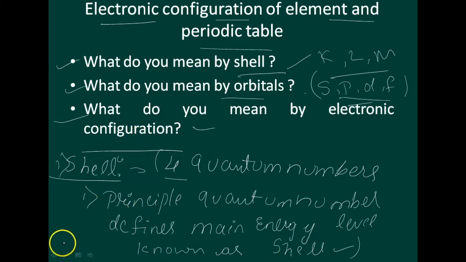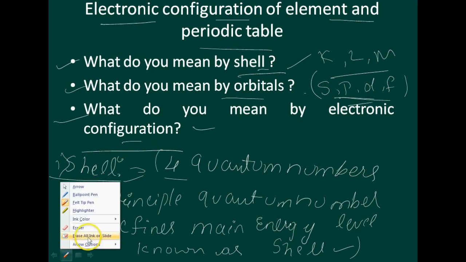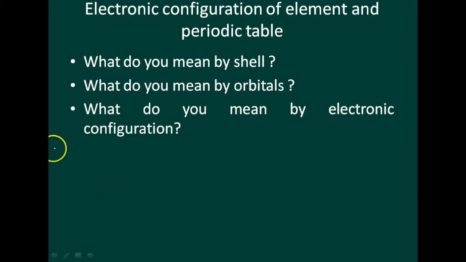Okay, so I will write the definition. Shall I erase it? What do you mean by shell? I have given the definition of shell, and these are the orbitals s, p, d, f, and the next one is electronic configuration. I will erase it and write down what is meant by electronic configuration.